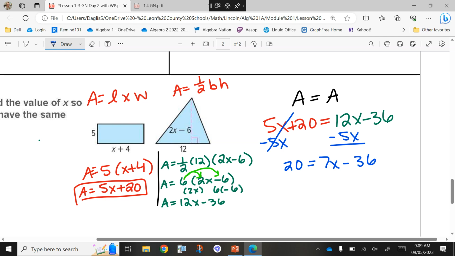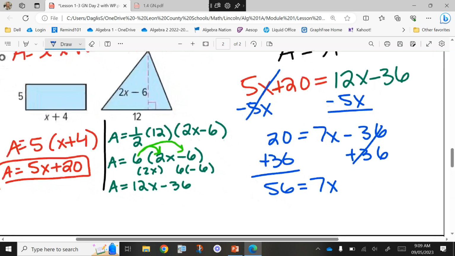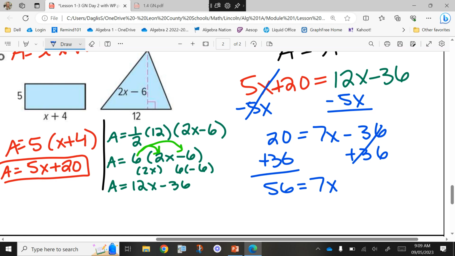So you see how I have my x's now on the right side? Now I want to get that 36 out of the way. So how am I going to move that 36? Yeah, we're going to add 36 over here, so we're not crowding the variable. 20 plus 36 is 56. So now I have 56 equals 7x. Final step. Divide both sides by 7 to get that x equals 8.